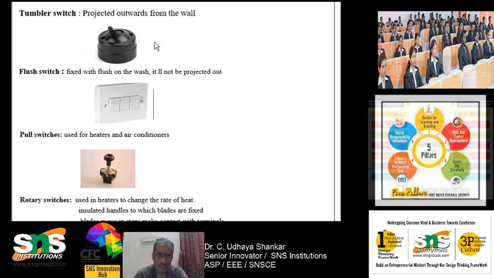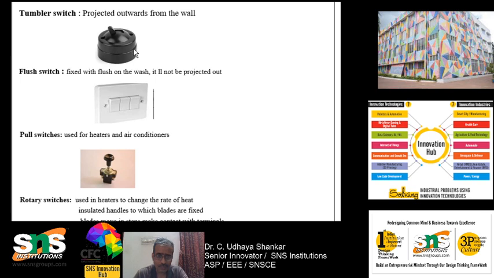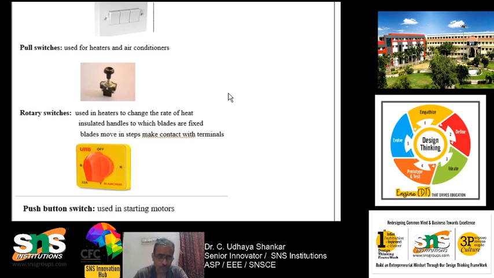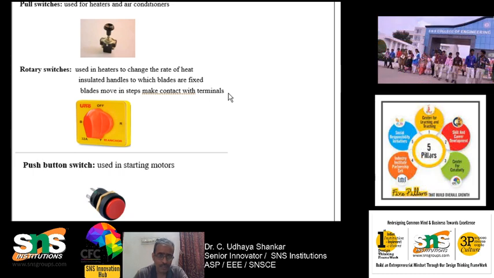Here you can see a tumbler switch. Tumbler switches were used in olden days. You can see that the switch is projected outside from the wall. Next is the flush switch, which is fixed flush with the wall. Here you can see it is normally not projected out. Similarly, pull switches are used for heaters and air conditioners because they have high power ratings.